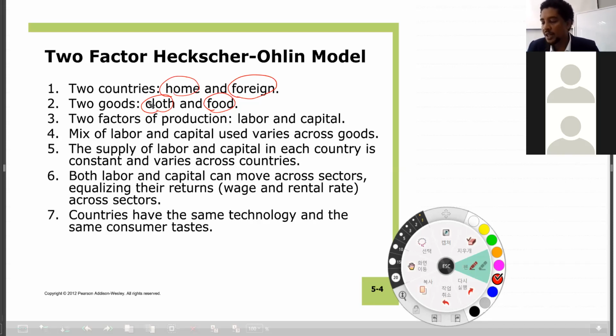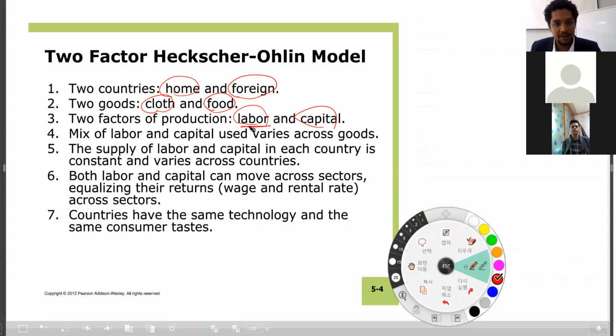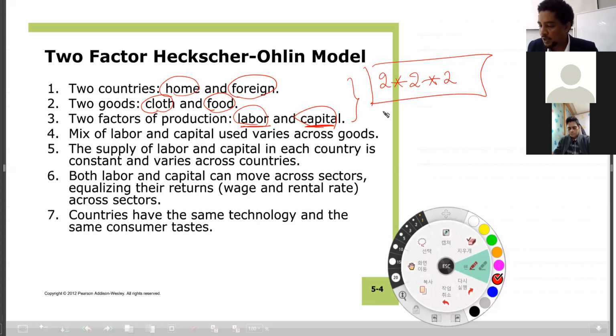And the third assumption is there are two factors of production. We have labor and we have capital. You see that in the assumptions of the Ricardian model, we said there is only one factor of production, and that factor of production is labor. But in the Heckscher-Ohlin model, we have two factors of production, labor and capital. Actually, this Heckscher-Ohlin model is also called 2 by 2 by 2. The reason they call it 2 by 2 by 2 is because we have two countries, two goods, and two factors of production. So that's the reason why it is called 2 by 2 by 2.